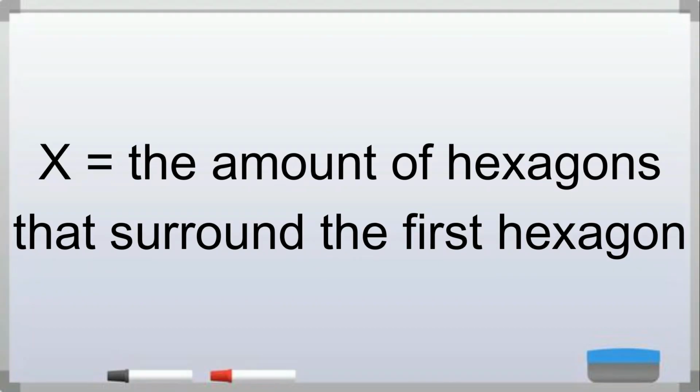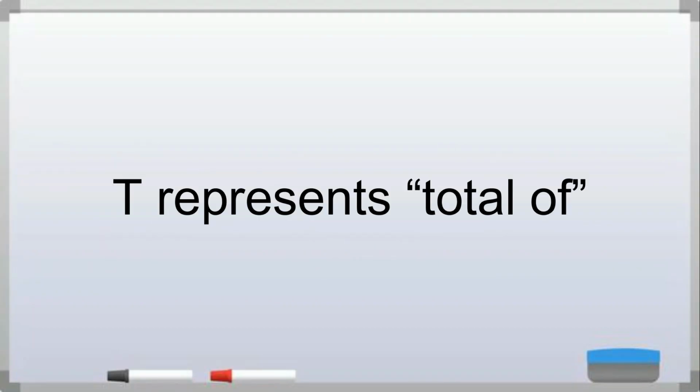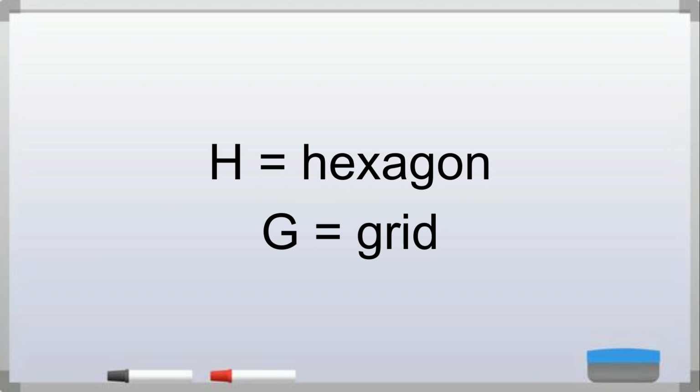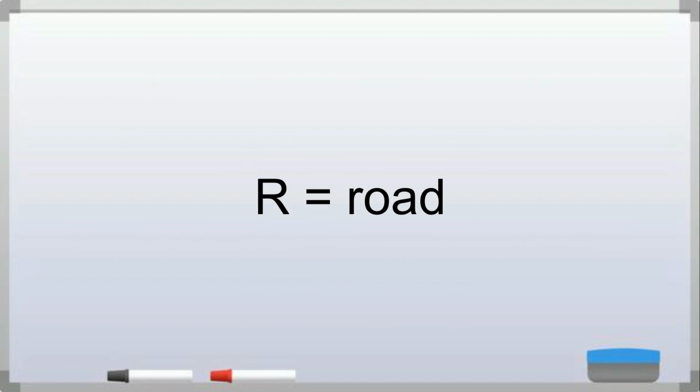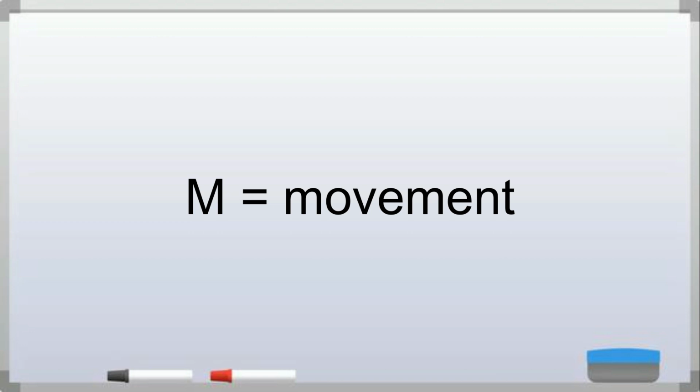Now the first part. We will say that x equals the amount of hexagons that surround the first hexagon, or in other words, the layers of the city. We will also say that t represents total, h and g will be hexagons and grid. H is a single hexagon and x is the big one. I will be intersections, L will be the length of the roads between the intersections, and also h equals L, G equals L. A will be area, R will be road, C will be capacity, and M will be movement of people between parts of the city. And now we can start calculating the data.